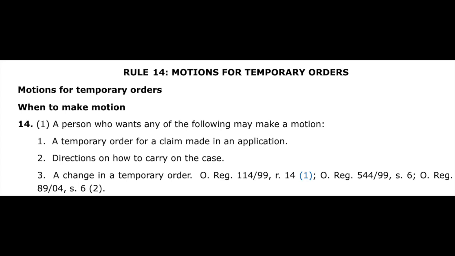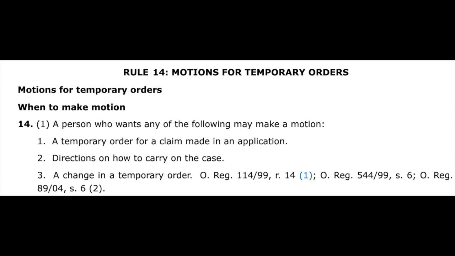Let's say it's a claim for child support. You could ask for a temporary order for child support. Two, directions on how to carry on the case. Parties might have hit a point and they're not sure what they have to do next, and the rules aren't really quite clear. They can ask the judge to make a ruling on a direction for what is the next step that they should do and what should be the next step in the process.